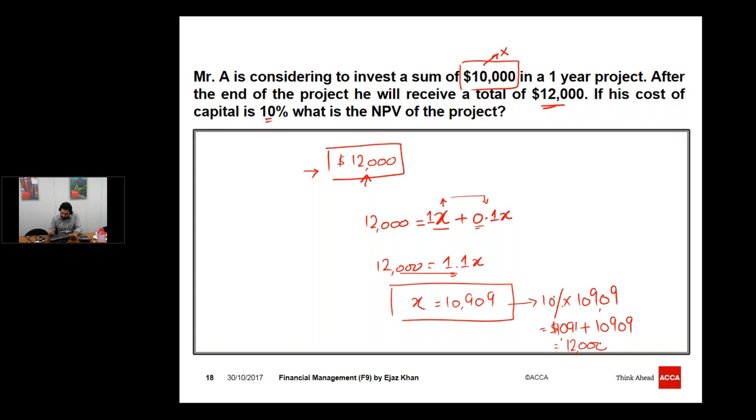So now it's confirmed. If he invests 10,909 today, and he wants to generate a further 10% of 10,909 from this investment, he will be requiring a total of $12,000, which is actually what he's going to receive after year 1. So if he invests 10,909 today against the $12,000 that he's going to receive tomorrow, he will be able to receive his 10% return.